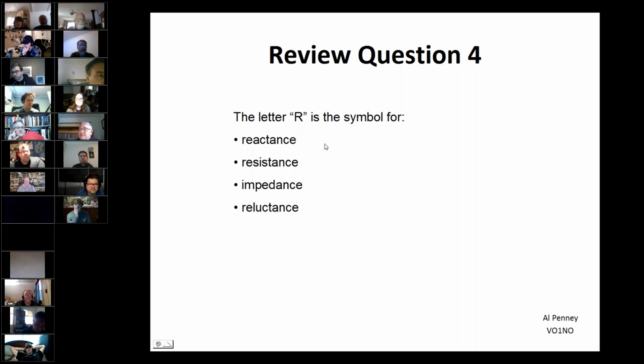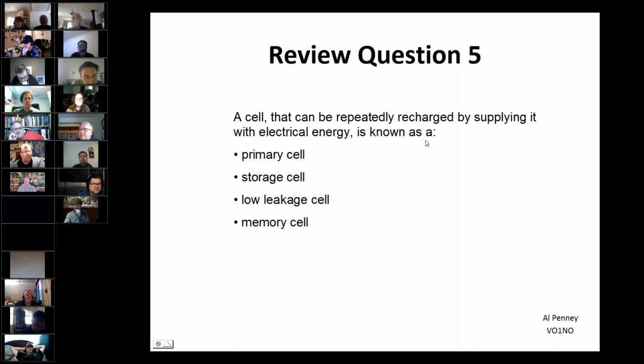The letter R is a symbol for reactance, resistance, impedance, or reluctance. Yep, resistance. I'd say everyone got that. A cell that can be repeatedly recharged by supplying it with electrical energy is known as a primary, a secondary, a low leakage, or a memory cell. Yep, a storage cell.